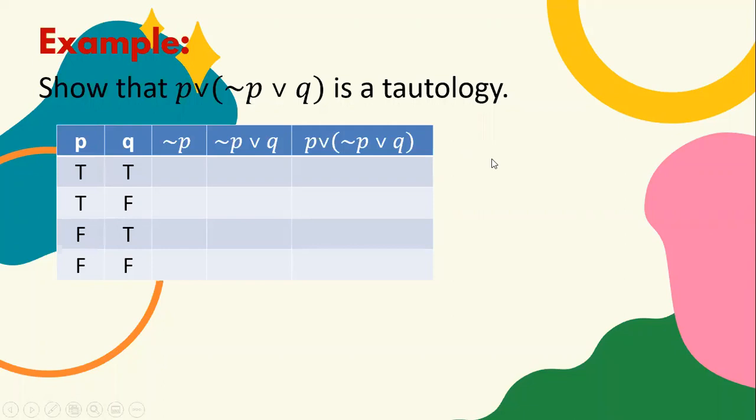Okay, Uriel for the negation of P. The next column ka, Lance. Yung negation of P or Q, Lance. Yes po, ma'am. Go. Okay, thank you, Uriel. That's correct. Then Lance. Negation of P or Q. The disjunction, ano?